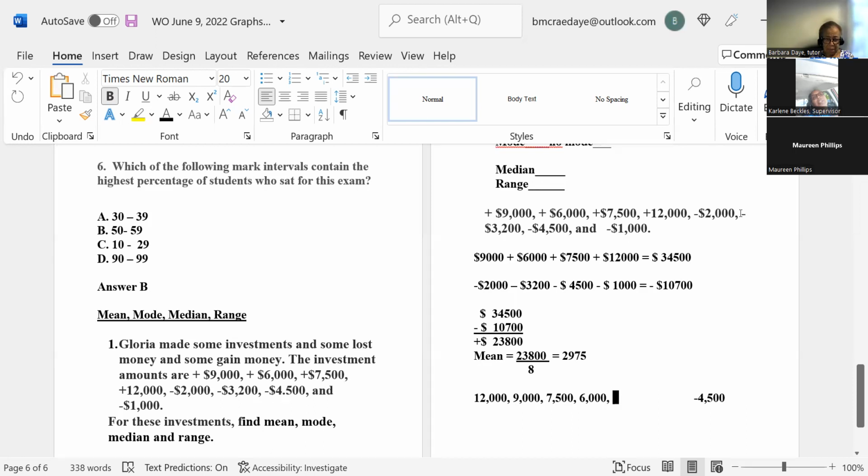Here are your negative numbers: -2,000, -1,000, -4,500, and -3,200. So what's your largest negative number? 2,000? No, there's one larger than that. 1,000. Yes. Remember the number line. Okay, well, let's go ahead and finish this and then we'll put a number line up.